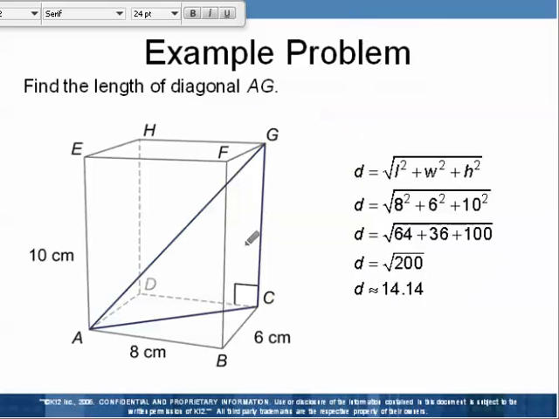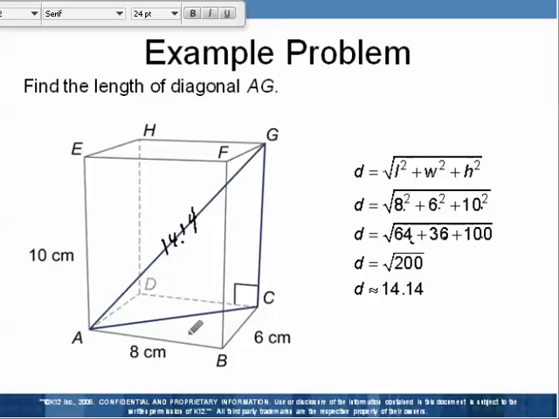Okay? Here's an example of how we would work that type of problem. If this prism has a height of 10, a length of 8, and a width of 6, you stick those values in for height, width, and length, and you get 8 squared plus 6 squared plus 10 squared: 64 plus 36 plus 100. It's 200. The square root of 200 is 14.14. That's how that distance is measured.